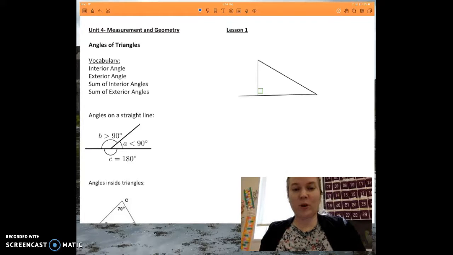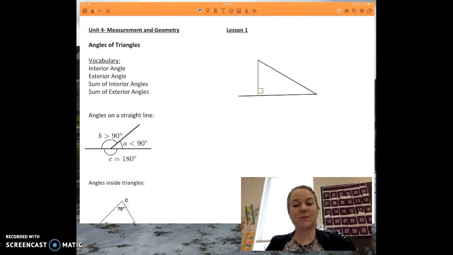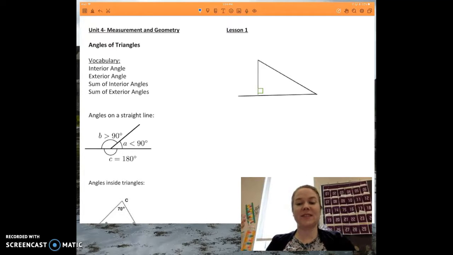We're going to be starting Unit 4. Unit 4 is all about measurement and geometry. Now, measurement and geometry we're going to be dealing with slightly separately. We're going to start with geometry, and geometry is going to be working with a lot of angles. So triangles, pentagons, hexagons, all the different kinds of polygons, but we're all going to be working in 2 dimensions.